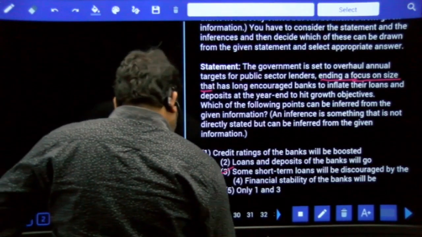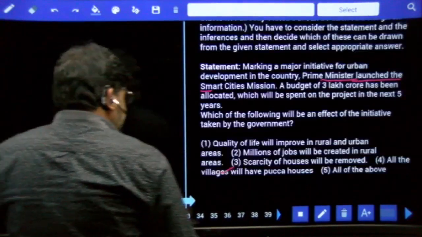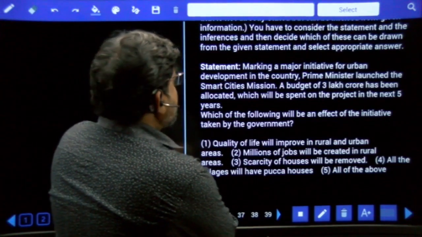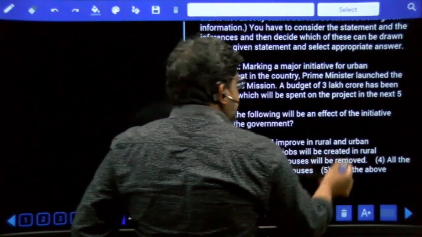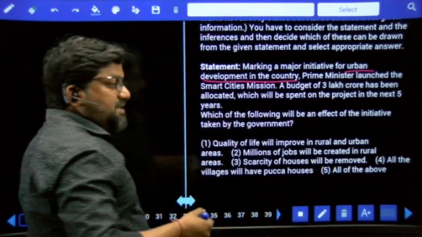Chalo. We'll go with 28 now. What's 28? Marking a major initiative for urban development in the country. Underline the words urban development in the country. The statement is talking about urban development.